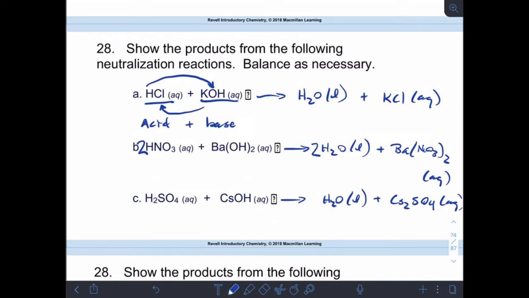All right, I can tell right away that I need 2 cesiums on the left because I have 2 on the right. So I'm going to put a 2 here. That gives me a total of 4 hydrogens on the left. So I need a 2 here in front of the water. 1 sulfate, and then let's check the oxygens. There's 4 oxygens in the sulfate on the left, 2 more in the 2 cesium hydroxide, so that gives me a total of 6. And then I look at the right-hand side, there's 2 oxygens in the 2H2O, and 4 in the sulfate, so I am balanced.